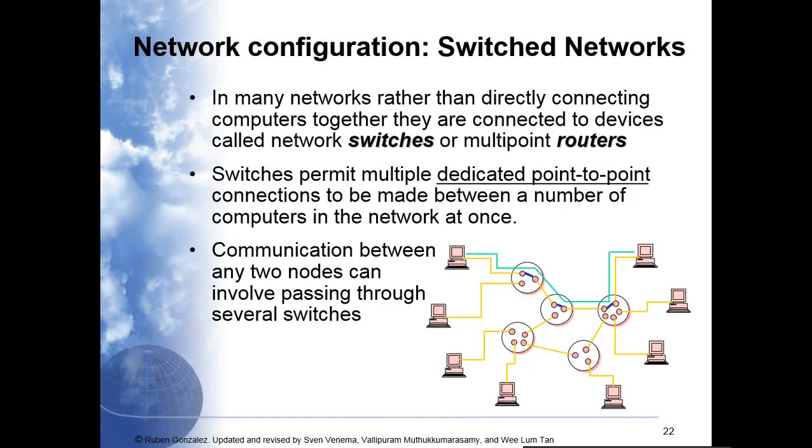In terms of the network configuration, we have this idea of a switched network. In many networks, rather than directly connecting computers together, you connect them to devices called network switches. They're also called multi-point routers sometimes, depending on the particular flavor, but let's just call them switches for our purposes. So a switch switches between things. You'll see in the diagram at the bottom there are circle things in the middle. Those are switches. Switches permit multiple dedicated point-to-point connections to be made between a number of computers in the network at once, even though they're not technically directly connected all the time, but it's fast enough that you won't notice the difference. And communication between any two nodes can involve passing through several switches.